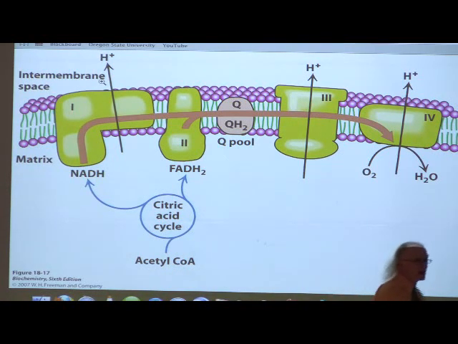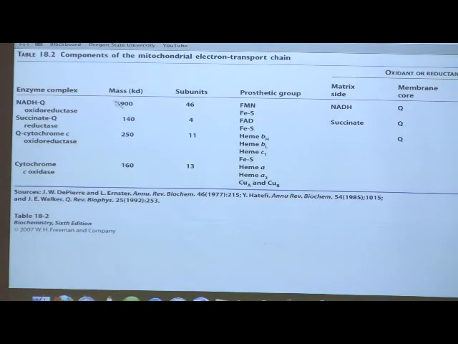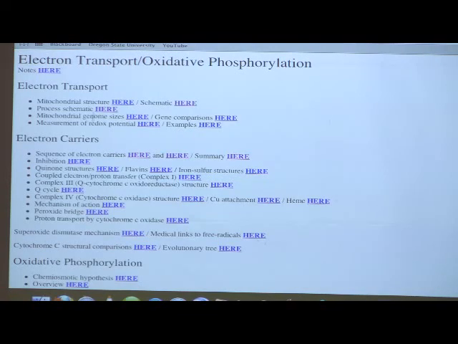Everybody with me? And these are approximate numbers. Some books will say 2.5 and 1.5. Again, for our purposes, it's not really important. We're going to use approximately 3 and approximately 2 for each one. Okay. That's what's happening in the overall process.